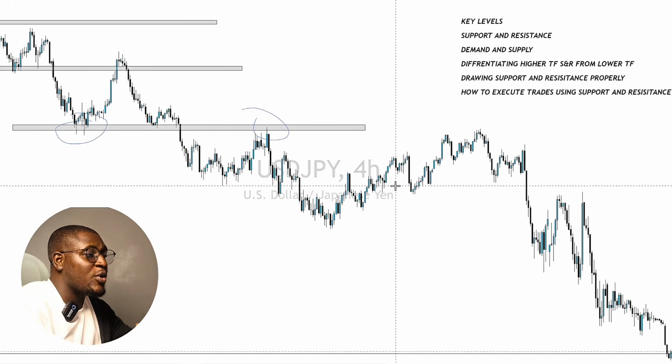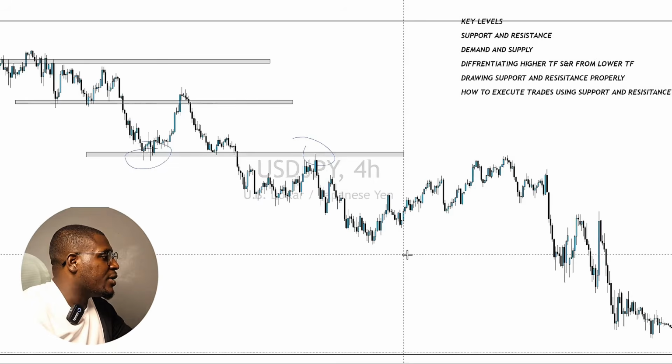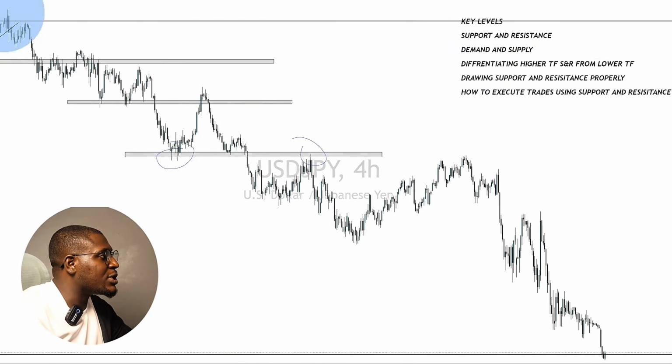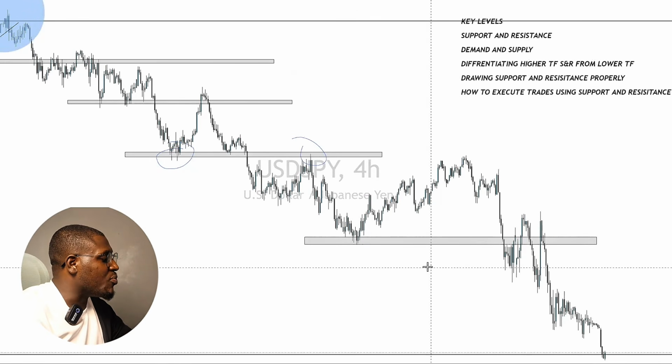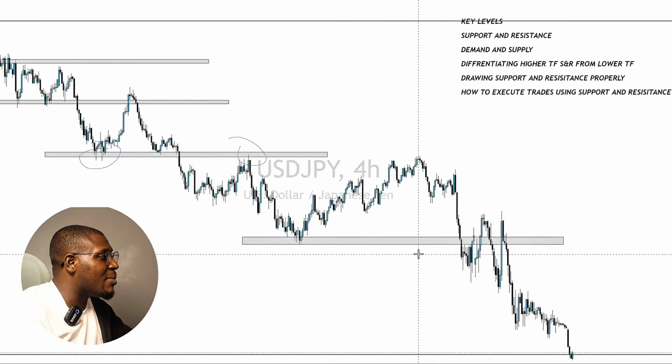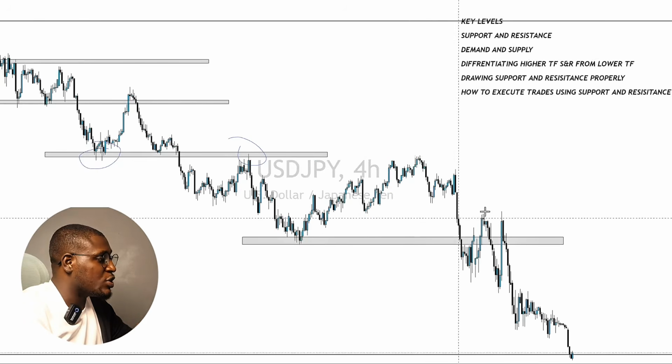So this is how you can easily identify the difference between higher time frame support and lower time frame support. So depending on where your higher time frame is, you see my higher time frame was like the daily, weekly, and now I'm using the 4-hourly as my lower time frame here. Okay, and then you can continue to spot it. So this is what I mean by the trend. Okay, the trend is your friend in identifying minor or lower time frame support and resistance. So these are the minor support and resistance.